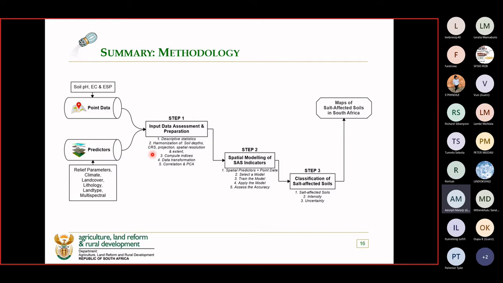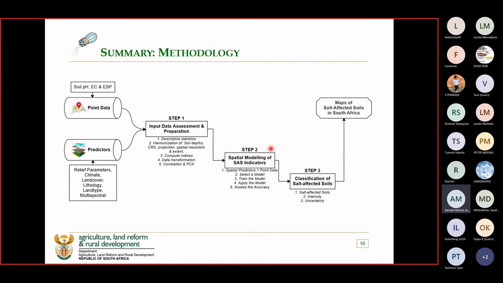The reason why we need to harmonize this is because we are going to overlay them. So if the coordinate referencing system of one of the layers is not the same, then the software will simply not run. So we need to make sure that they are the same, so that they can be on top of each other nicely. And then, like I said, we computed the indices, we transformed the data, we did correlation and principal component analysis. This is just part and parcel of input data assessment and preparation.